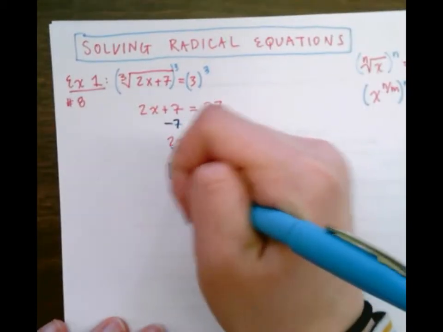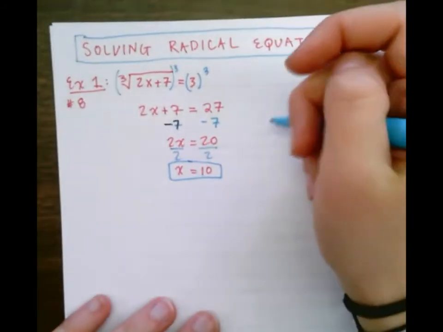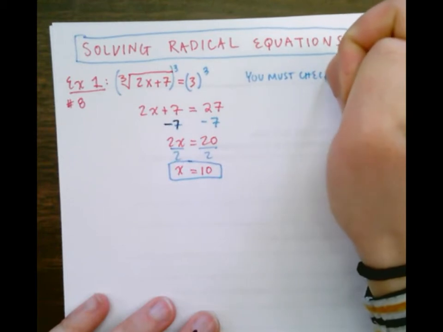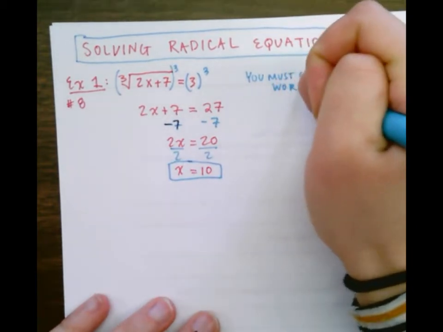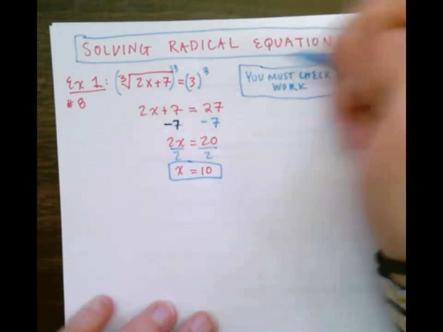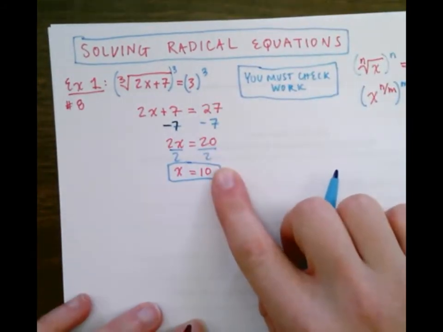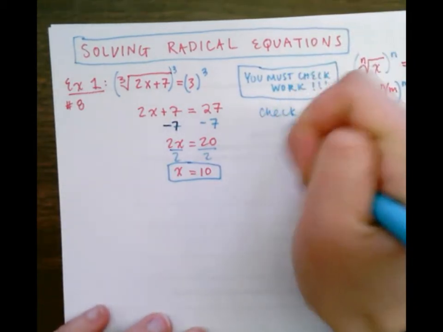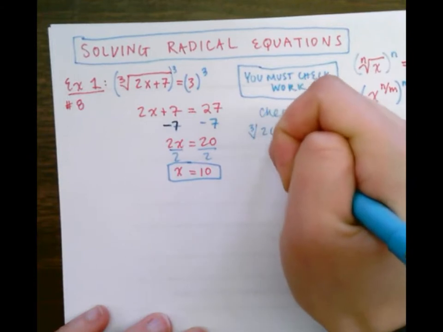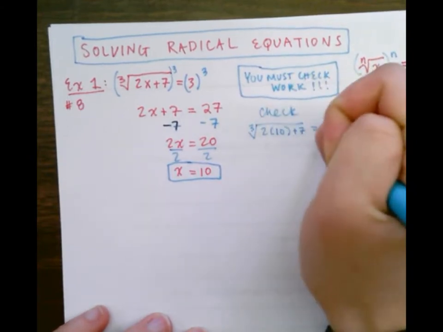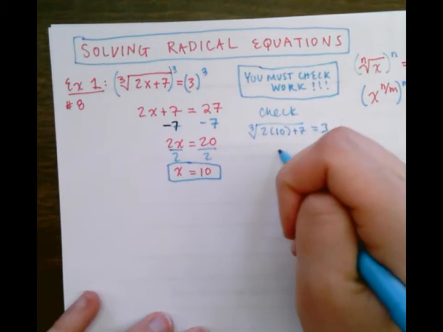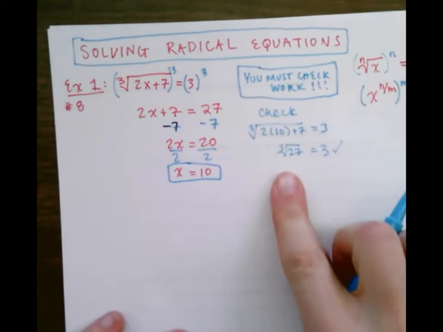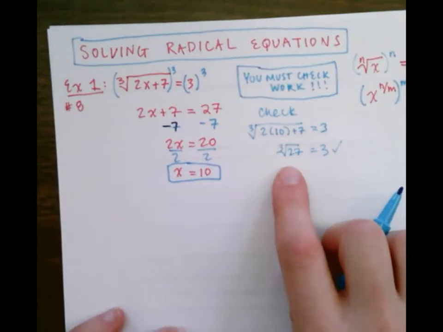Now, in all of these problems, as I stressed in class, you must check your work, because sometimes you end up with an extraneous solution. Because we are squaring and square rooting, we sometimes get a value when we go through that process that does not actually work. In this case, my check would be simple. I'm doing the cube root of 2 times 10 plus 7, and I'm hoping that equals 3. 2 times 10 is 20. The cube root of 27 is 3, so that checks out. It doesn't take that long to do the check, but you do need to do it.